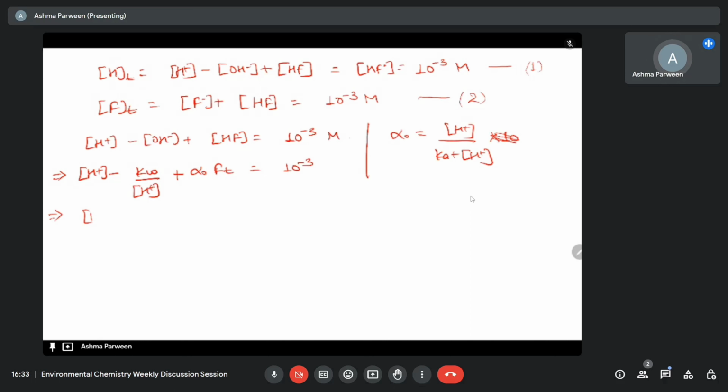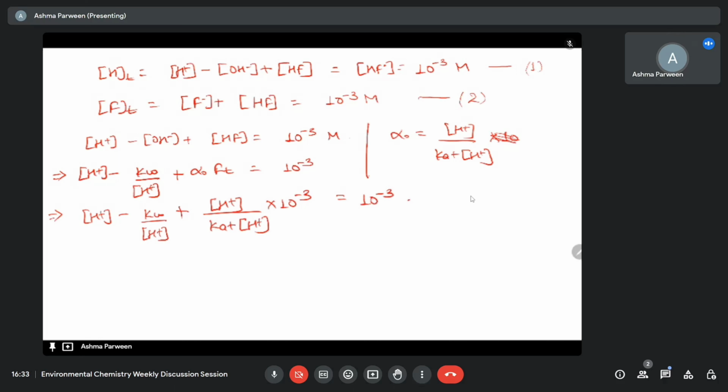So H plus minus Kw upon H plus, and alpha naught is H plus upon Ka plus H plus, into F total which is 10 raised to minus 3, equals 10 raised to minus 3. So we can see that if we solve this equation, we will get a cubic equation. Anyhow, we can solve a cubic equation, but we can also simplify this question.